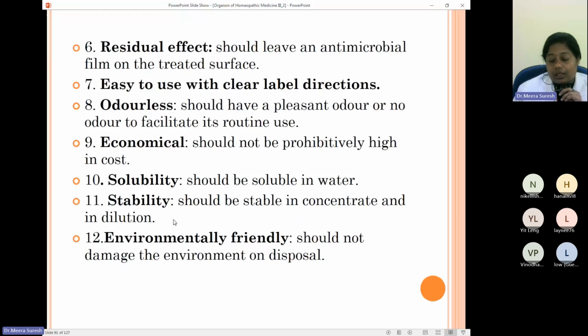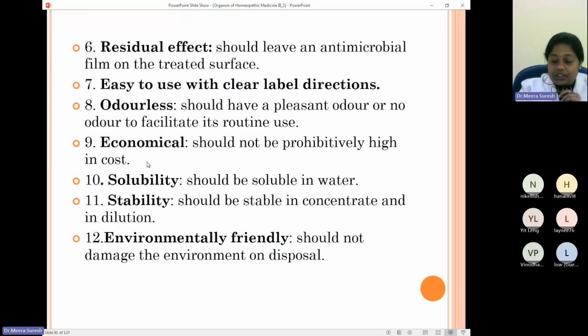Then, last but not the least, environmentally friendly. It should not damage the environment on disposal. But this is another thing which we cannot guarantee, because all chemical disinfectants contain some chemical things. It is against the microorganisms, so this is going to create some other problem when we dispose of it.